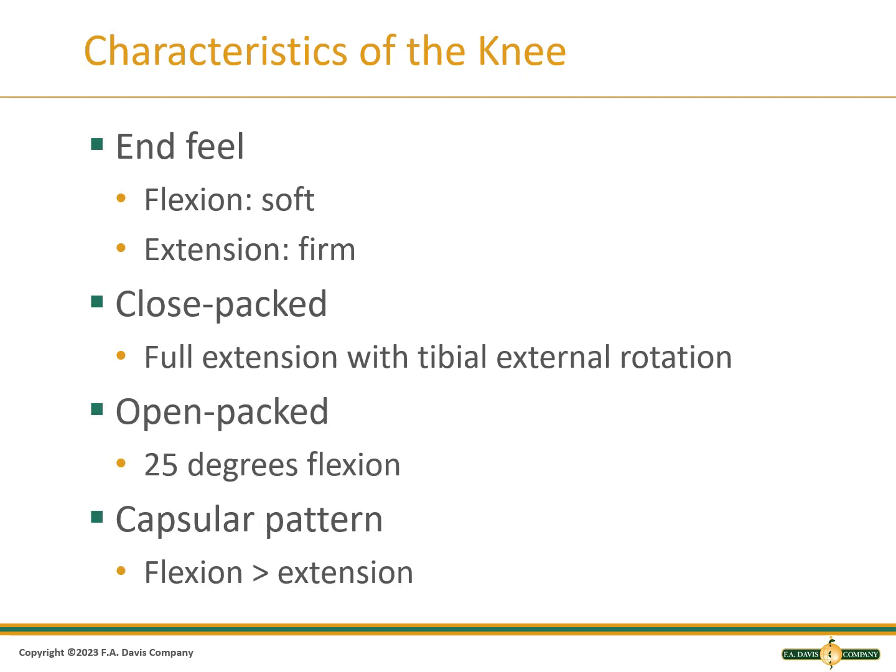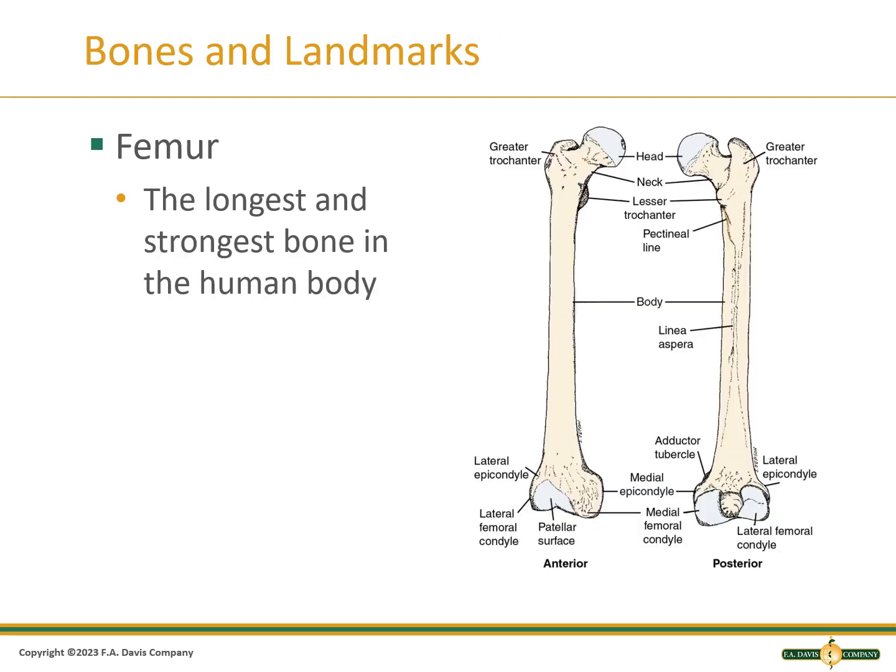I feel as though I already talked about these, so I'm going to move on. The femur is the longest and strongest bone in the human body. Bony landmarks that we're going to look at for the knee include the medial and lateral femoral condyles, which are going to be our articulation surface, our medial and lateral epicondyles, which are important for goniometry, and then our patellar surface so that we know where our patella articulates.